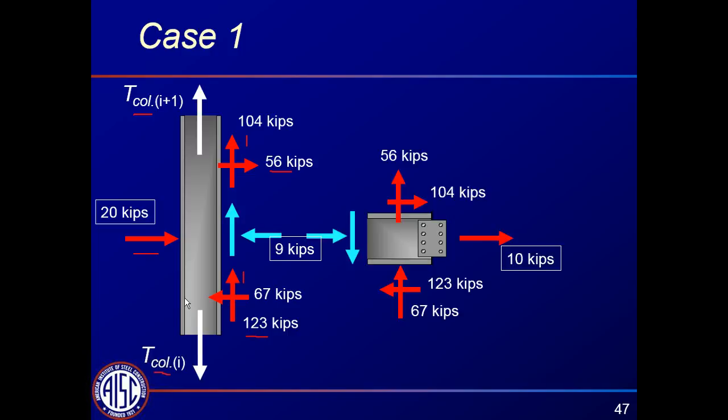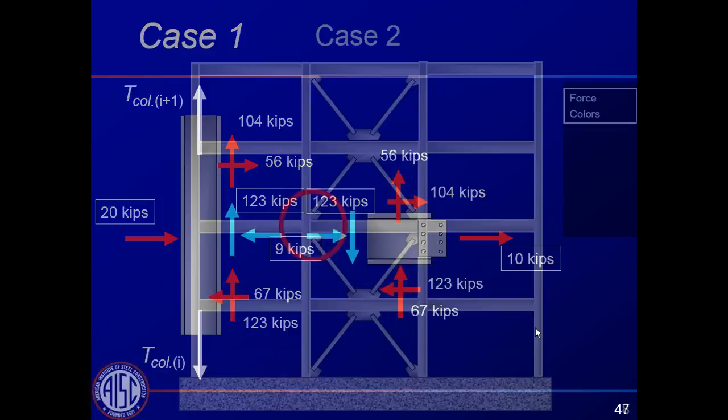Then I can do a free body diagram of this beam stub. Again, we've got the brace pulling up and the brace pushing up. I'm not showing any gravity here, but that would be additive, of course. And I solve for the seismic force here, and that's 123 kips. And also, here's that 10 kips that we derived earlier. So that's case 1. Now let's look at case 2.